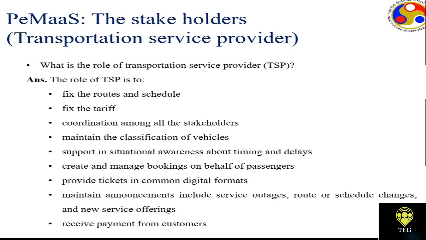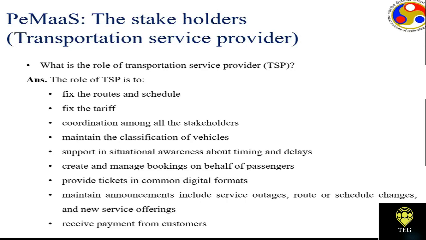So it will be aware of the current situation of the traffic and also of the vehicles. Maybe a couple of buses are under maintenance, maybe 10 or 15 taxis are not working today because they have a major breakdown, maybe there are 6 auto rickshaws whose batteries are completely discharged. All those kinds of information about the vehicles and the system, the transportation service provider would have. And it will also make sure that regular announcements about service outages or disruptions, route or schedule changes, and new service offerings are made.